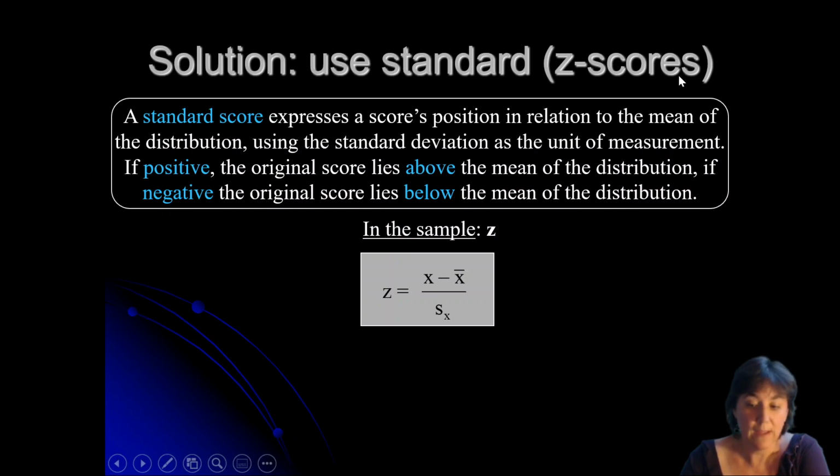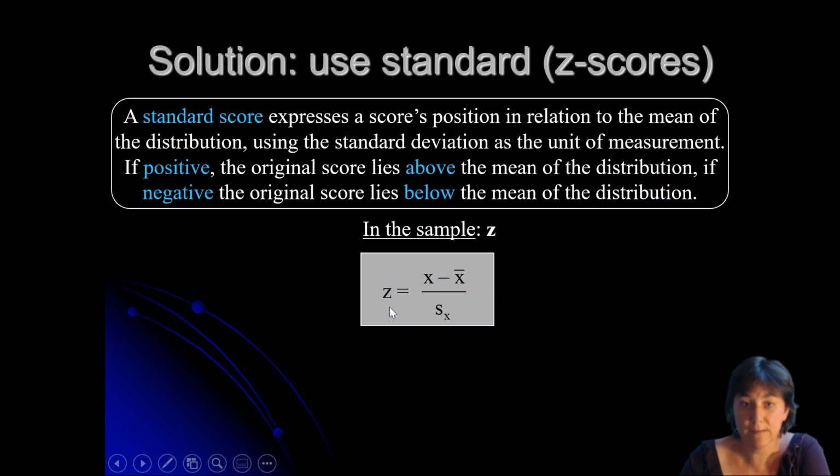That's the common name in psychology that we use in statistics related to psychological experiments. So the standard score or z-score expresses a score's position in relation to the mean of the distribution, using the standard deviation as the unit of measurement. You can see the formula here. You take each value, you subtract the mean value of the sample and divide it by the standard deviation.